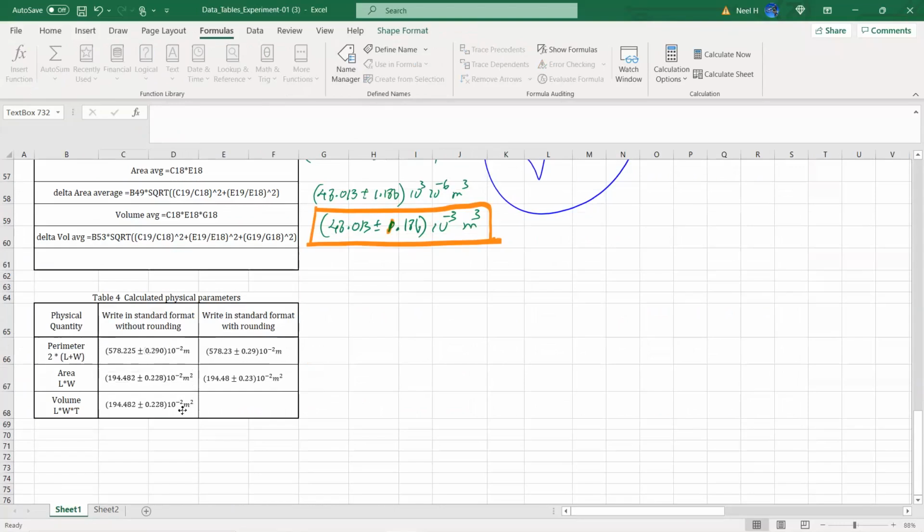Let's do it here then. Make a copy of that equation, then edit it. That is the easiest way. I have 48.013 plus or minus 1.186, 10 to the negative 3, and then meter to the power 3.